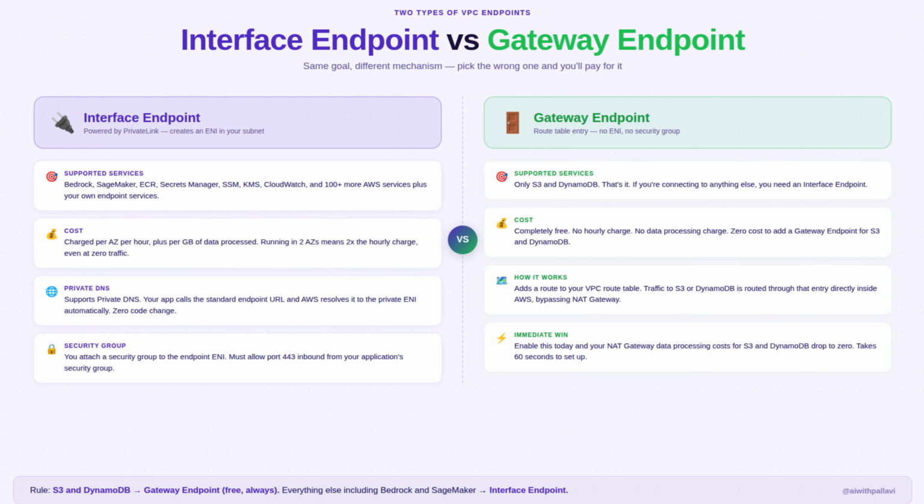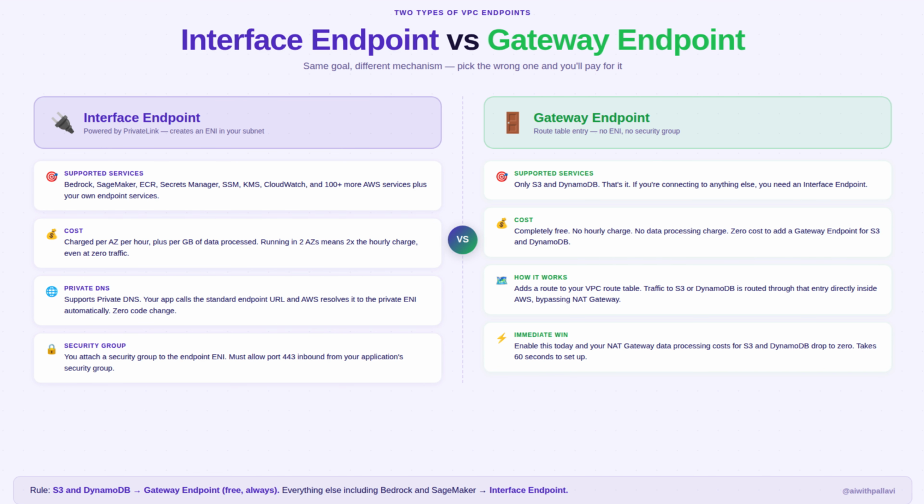Now, there are two types of VPC endpoints, interface endpoint and gateway endpoint. Interface endpoint supports specific services. It creates an ENI and is chargeable per AZ per hour, plus the data which you are processing. But gateway endpoint is majorly for services like S3 and DynamoDB, and it's completely free. It also does not set up any ENI, and there is no security group.